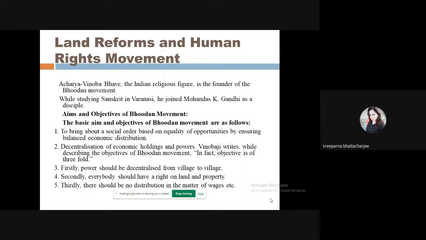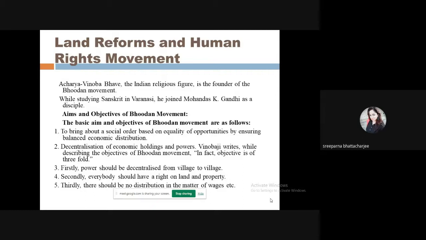So here we find that one attempt or movement was led by Acharya Vinoba Bhave, who was a Gandhian, and he led the Bhudan movement. Okay, and this Bhudan movement had certain objectives, like bringing about a social order based on equality of opportunities by ensuring balanced economic distribution, then decentralization of economic holdings and powers. He also pleaded that power should be decentralized. Okay, and everyone should have the right to land and property.